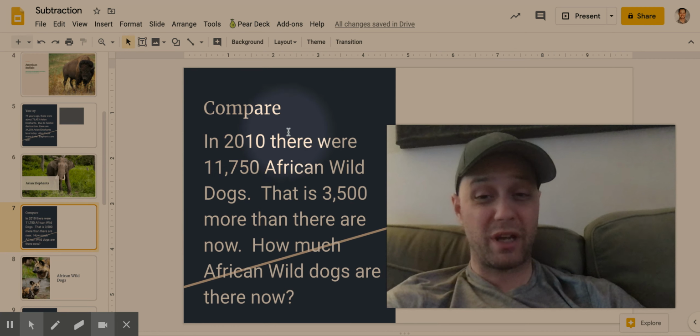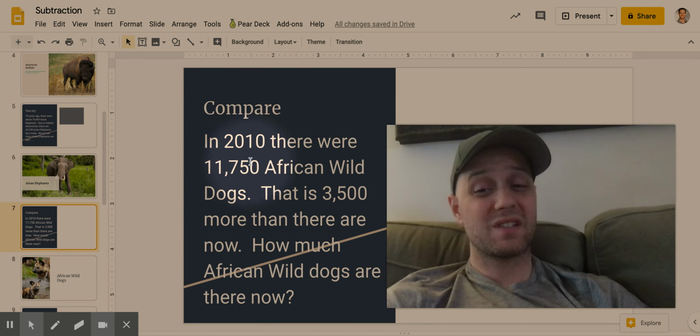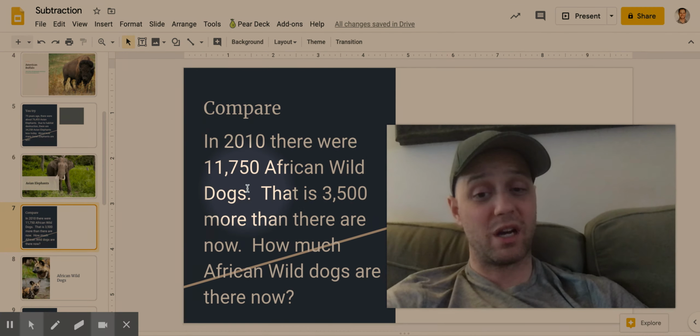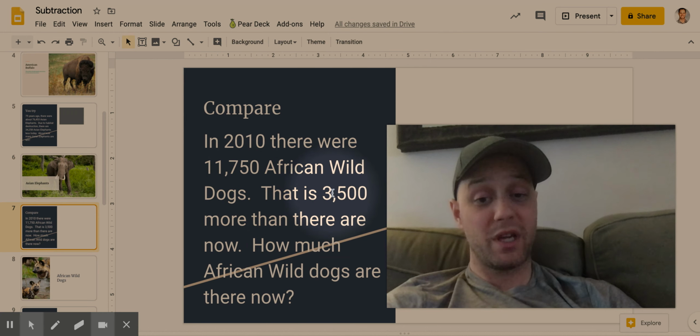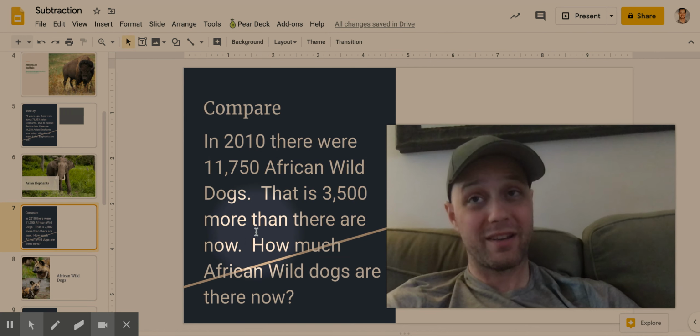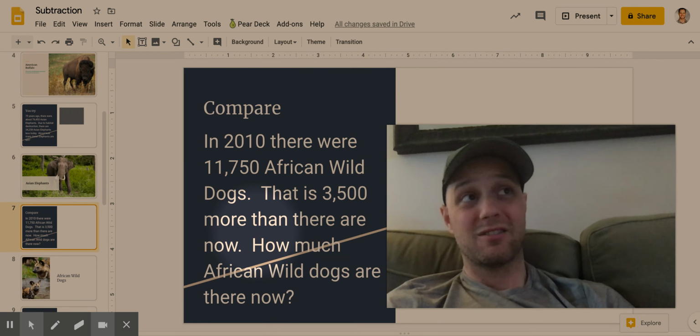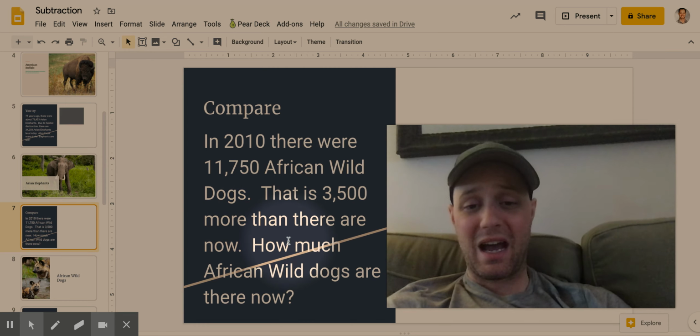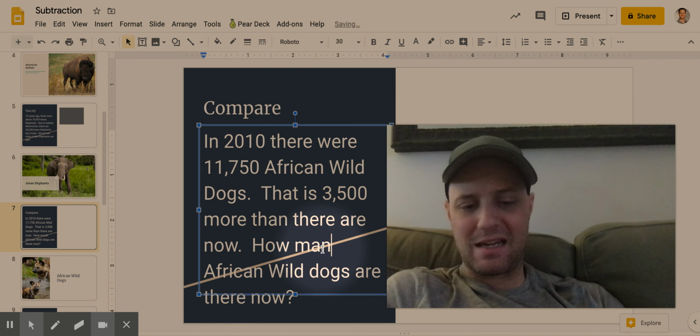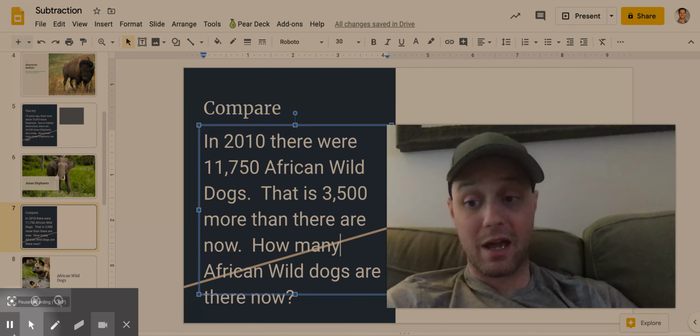In 2010, there were 11,750 African wild dogs. That is 3,500 more than there are now. So there's less now. How many African dogs are there now?